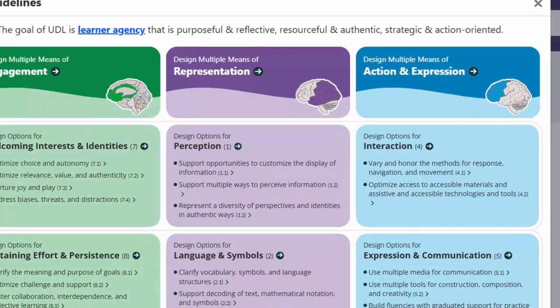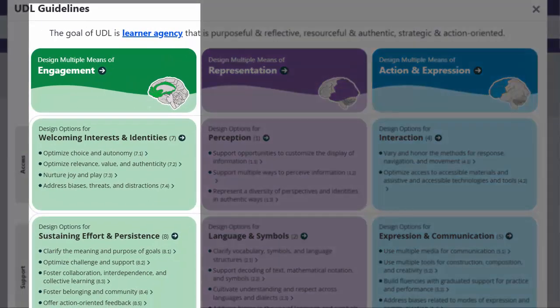Each principle has a colour. For example, the engagement principle is green, and related information is presented vertically.